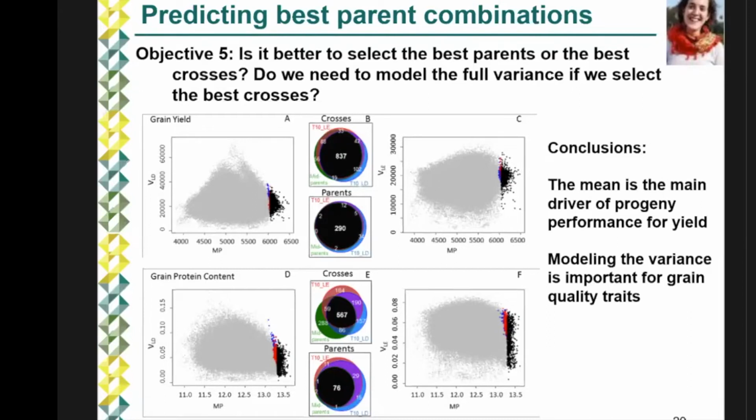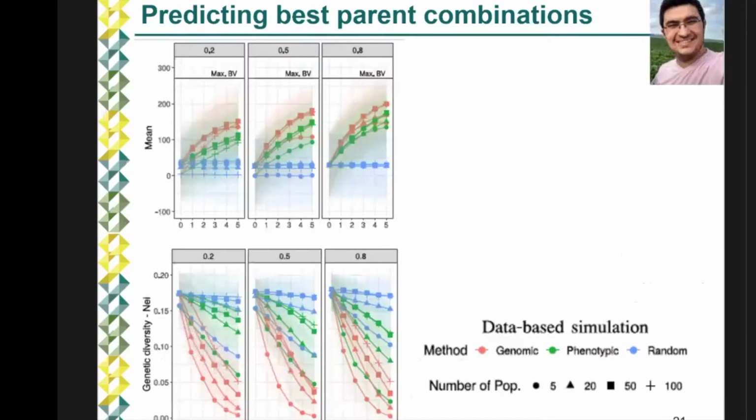But for grain protein, it paid off to actually model that variance and predict the best crosses instead of the best parents. In breeding, breeders have always been choosing the combination of parents. They never said, I will cross everyone to everyone. They always chose who to cross to whom. But then when we went to genomic prediction, everyone forgot about it, and we just crossed everyone to everyone else. So it pays off to do that, and we show it there.